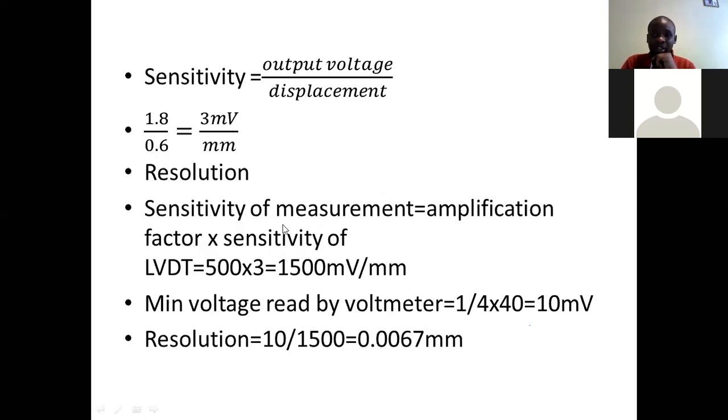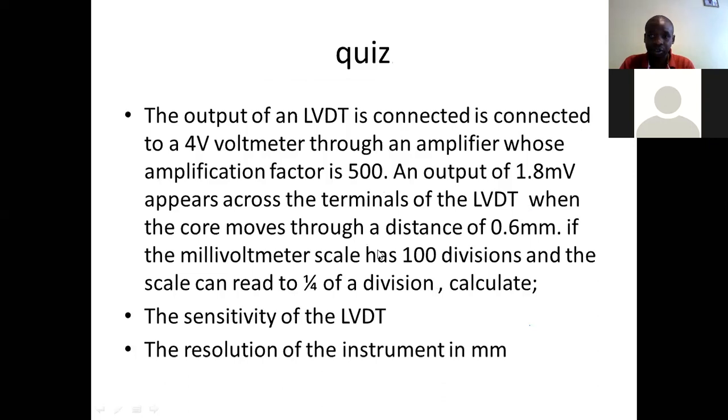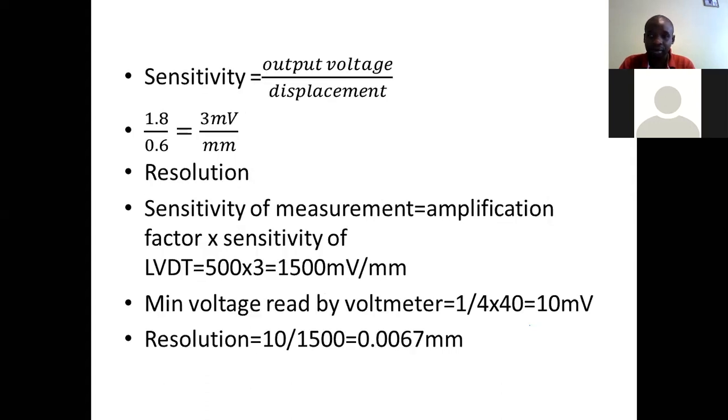And then, because this is a measurement system, it has several measurement parts. So this 1,500 will be the sensitivity of the measurements. And then the minimum voltage which can be read by the voltmeter is a quarter of the full scale deflection, which is given as 40. If you check here, it's a quarter of a division. So a quarter of our division here, the voltmeter has 100 divisions. I'll check out where I got the 40 from.